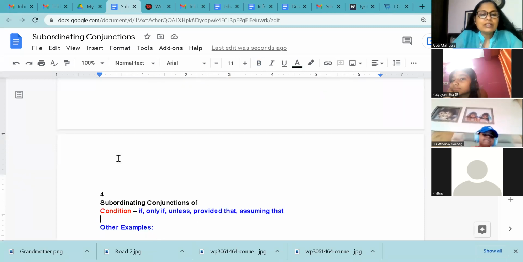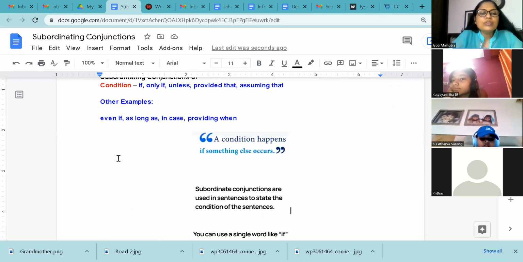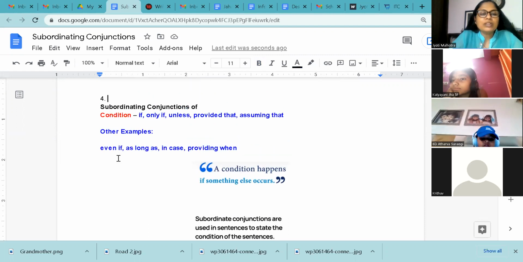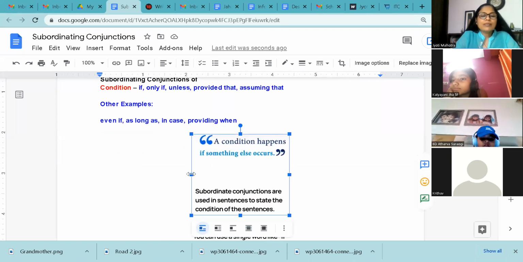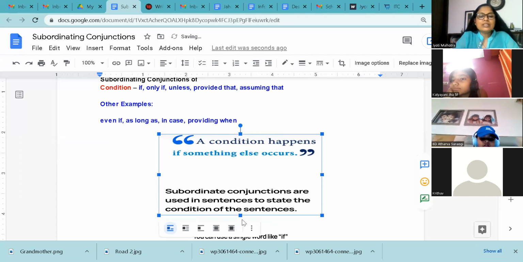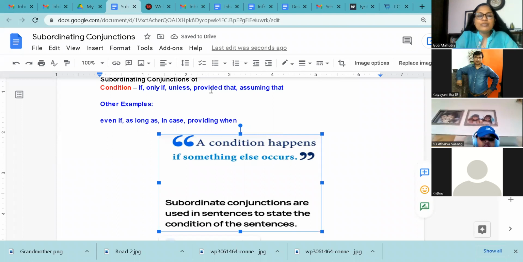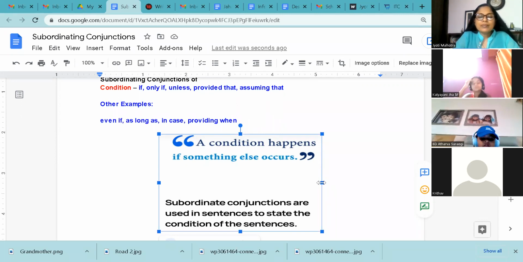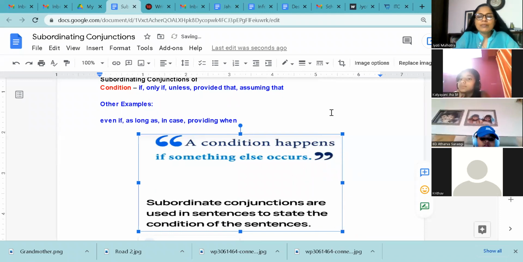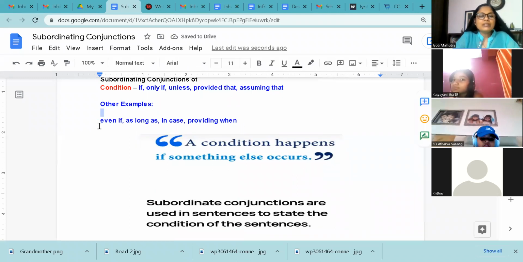Now I've come over to the fourth type of subordinating conjunction, and that is condition. Katyayani will read. What are the examples? If, only if, unless, provided that, assuming that. Other examples: even if. Yes, please read.